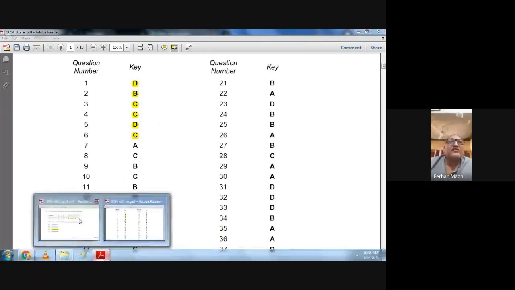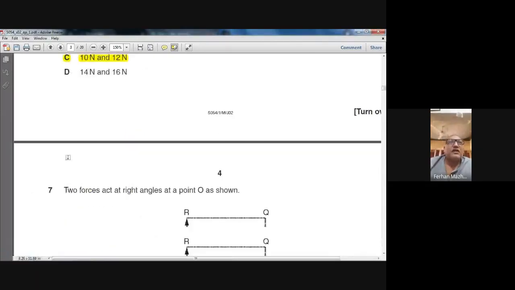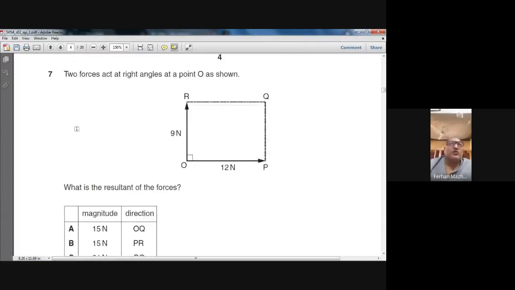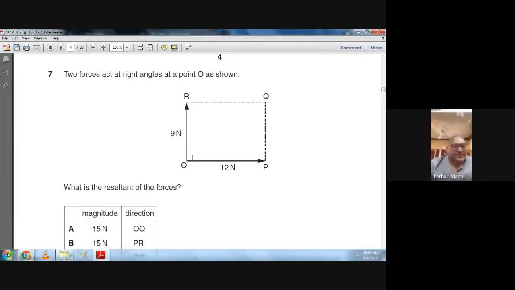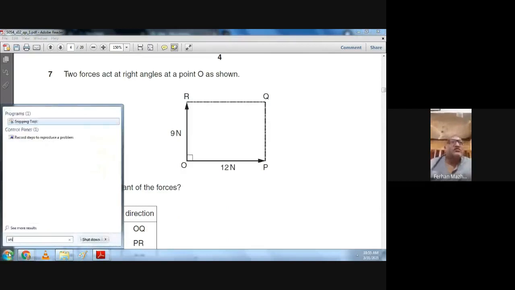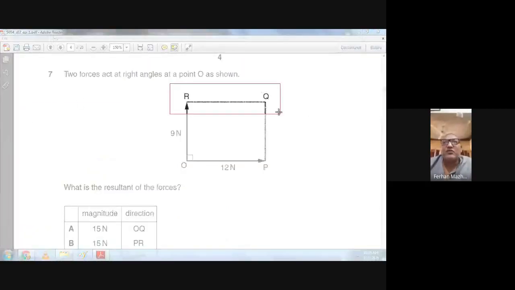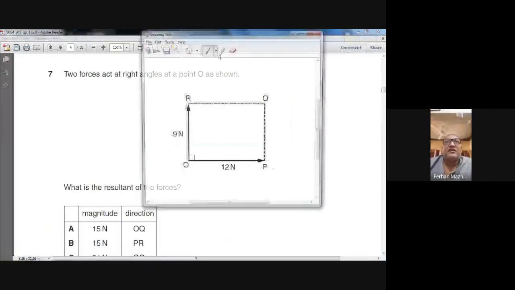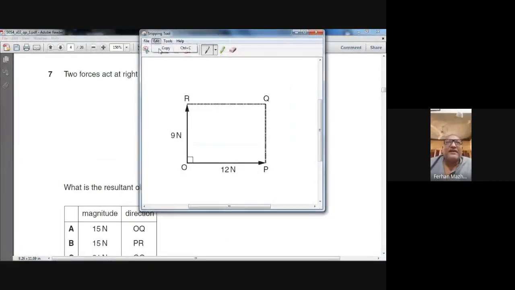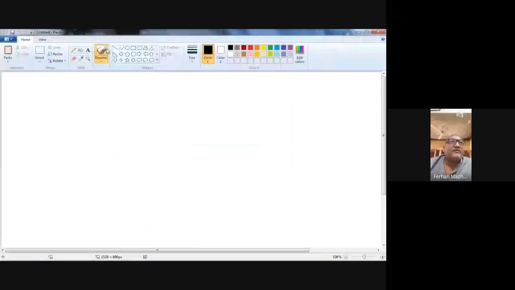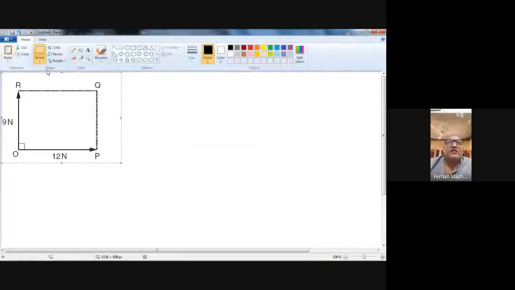Okay, let's go to the next question. It says two forces act at right angles at a point O as shown. What is the resultant force? Okay, so let me copy it from here. Let me take out the snipping tool, copy it from here so I can explain how you will get the answer, and paste it in Paint.